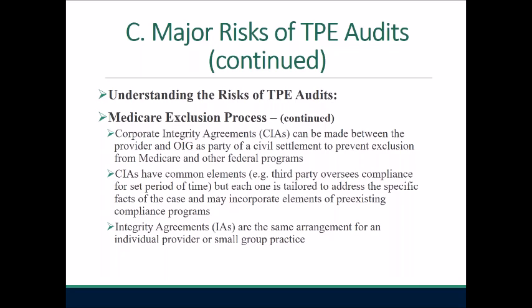You could be close to exclusion, but not quite there, and end up on a corporate integrity agreement, which is a long, painful process of the government riding your tail about compliance according to a very strict settlement agreement. And you can do that in lieu of exclusion, which is certainly better than exclusion. And I've been involved and negotiated a lot of these, and they're onerous. They require a third party to independently verify performance. And the integrity agreements are the same thing as a CIA, but with an individual provider or small group practice.